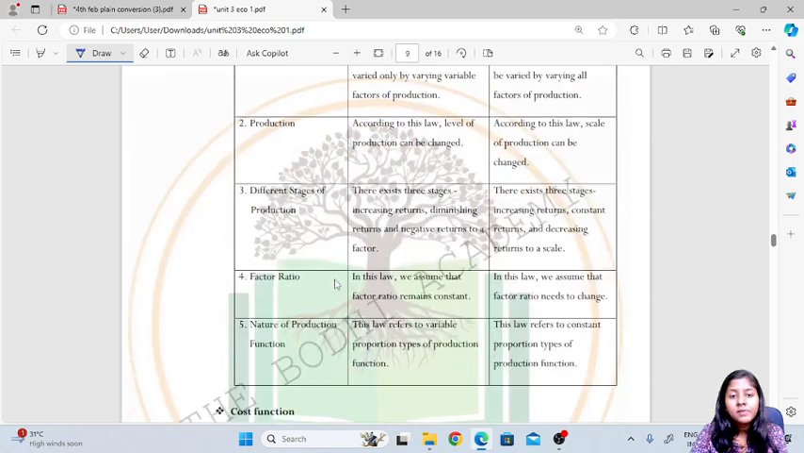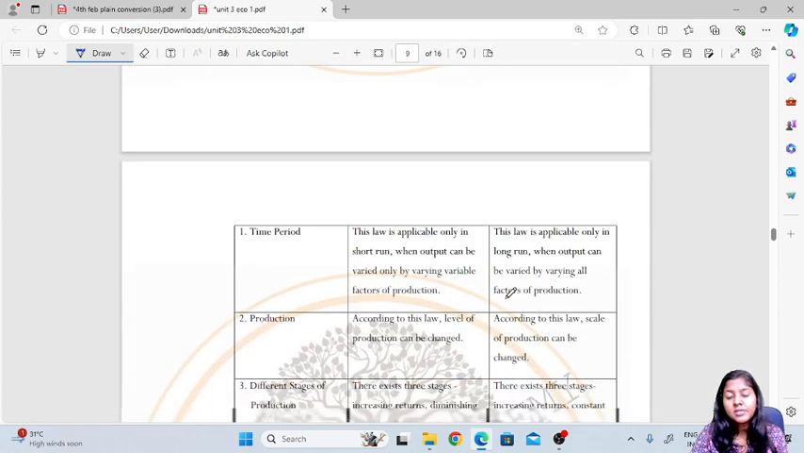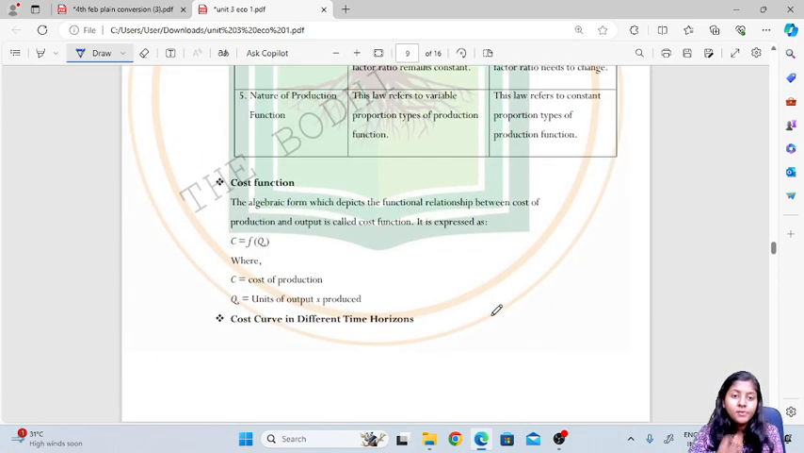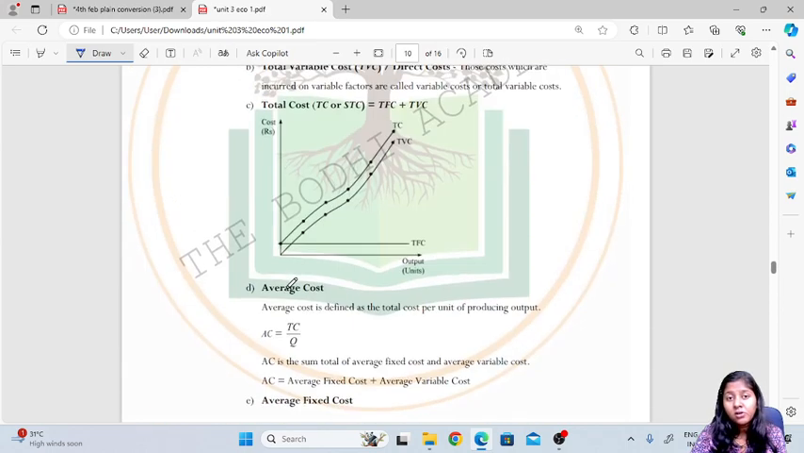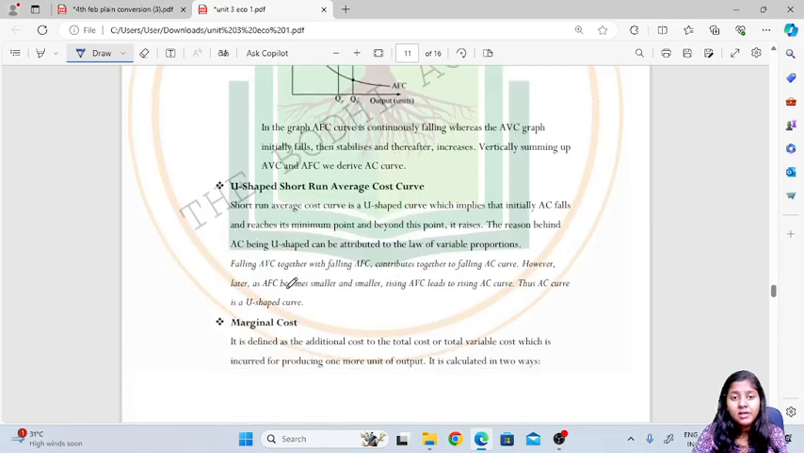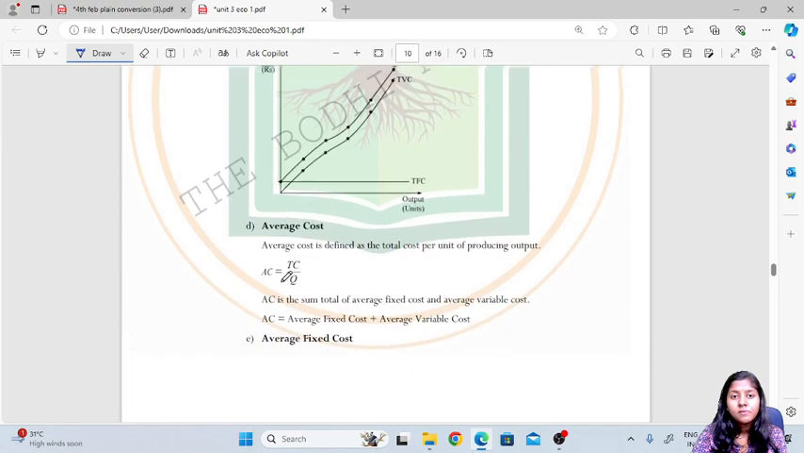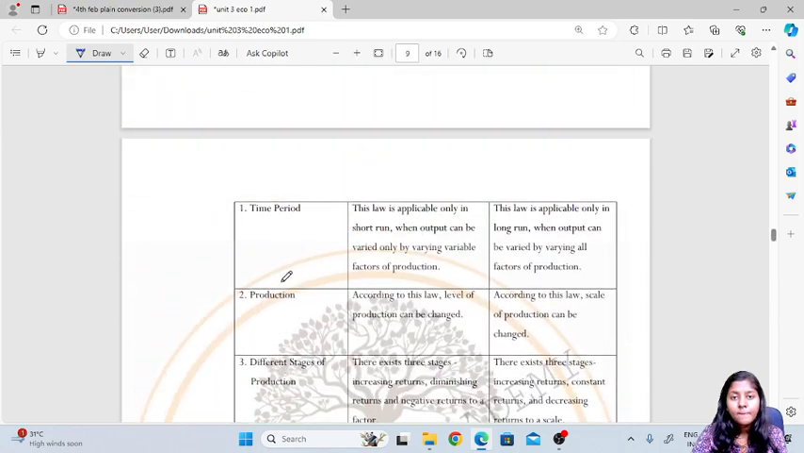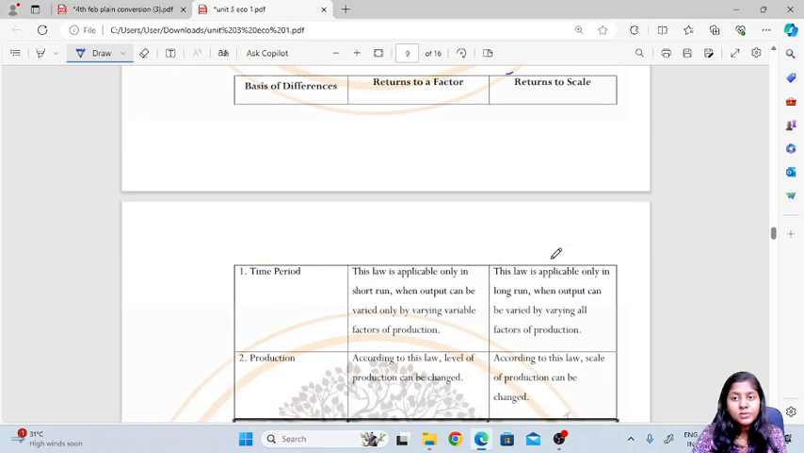Here they have given a difference between returns to a factor and returns to scale. We'll look at this, and then we'll continue with the cost functions and different types of short run cost, the average fixed cost and all, and marginal cost. So what's the difference between returns to a factor and returns to scale?